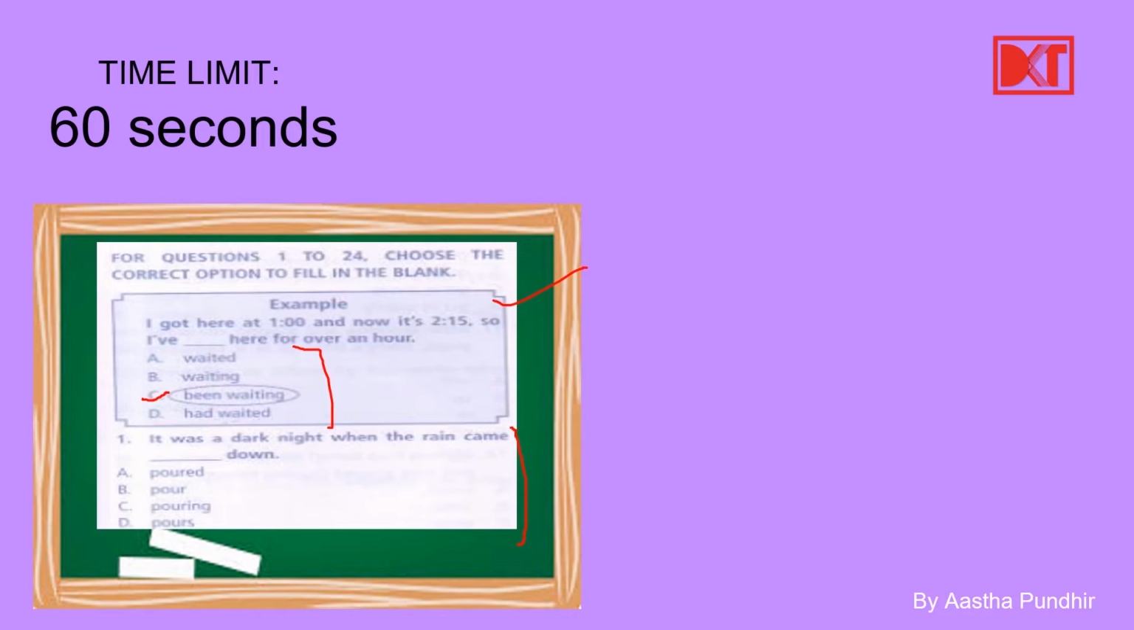Okay, let's see. It was a dark night when the rain came dash down. Poured down, B. Pour down, C. Pouring down, or D. Pouring down? The correct answer is C. Pouring down. Final sample paper, I won't be providing you with much explanation, just a brief one. Here pouring, since we're talking about the past, when the rain came pouring down, so it will be past perfect continuous. All right.